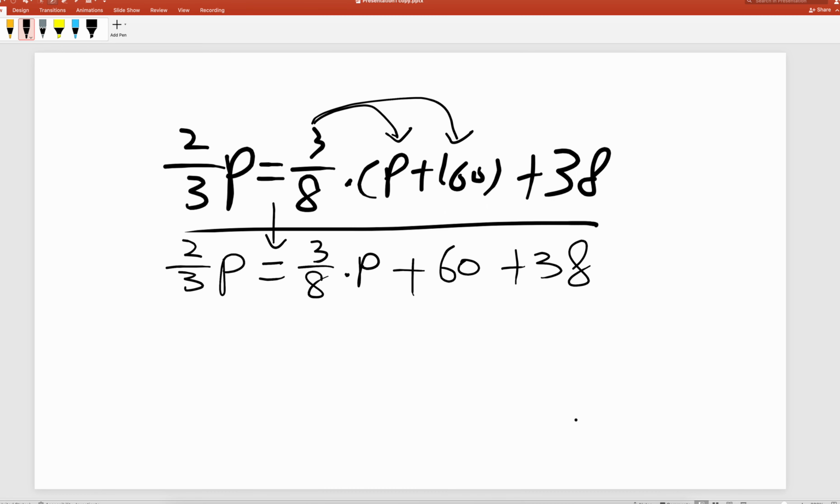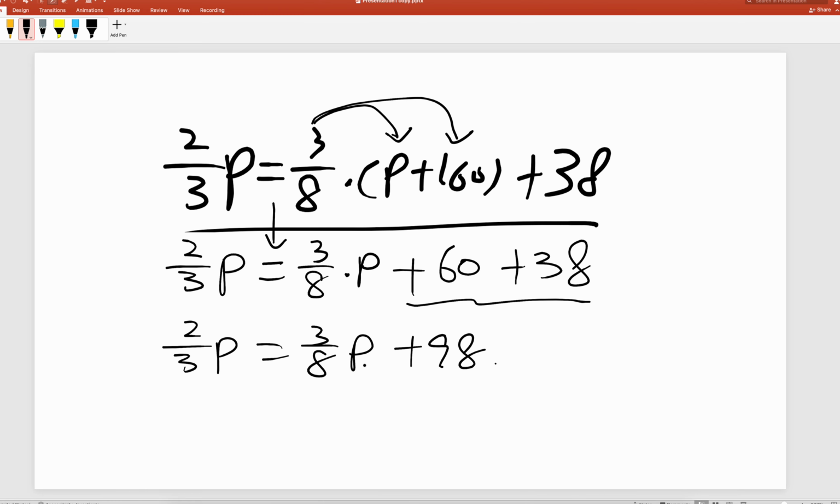Now can you see that 60 and 38, you can add them together? 98, very good. The rest I just copy down because I have not done any calculation here, 我没有运算这些. Now this one is equal to this one plus this one, so you can bring this over: 2 over 3 P minus 3 over 8 P is equal to 98.